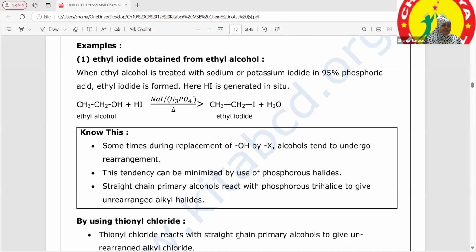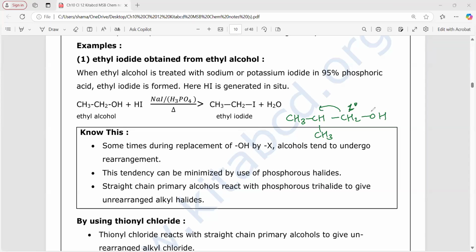Okay, do you understand how rearrangement happens, or do I need to show it again? No, ma'am. Can you please show it again? Yeah, fine. Suppose there is this kind of structure: CH3, CH, CH3, CH2OH. This is an alcohol. It's a primary alcohol, correct? This carbon is attached to only one carbon, hence it is primary, correct? Yes, ma'am.